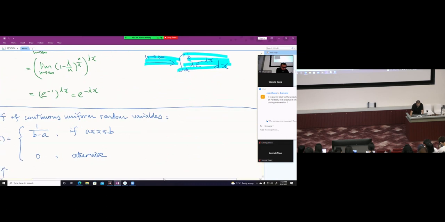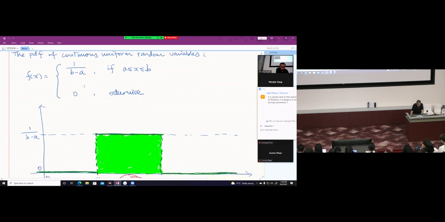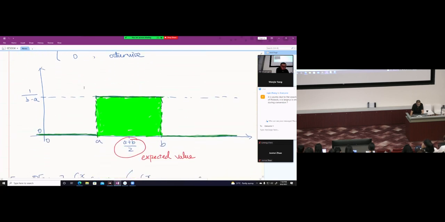Again, the PDF follows this formula, f of x. When x takes a value between a and b, within that interval, it is equal to 1 over b minus a. Otherwise, it's 0. So the picture looks like this. We use this curve in dark green for the PDF, right? If it's within the interval from A to B, it takes a constant value, 1 over B minus A. Otherwise, it is simply 0.